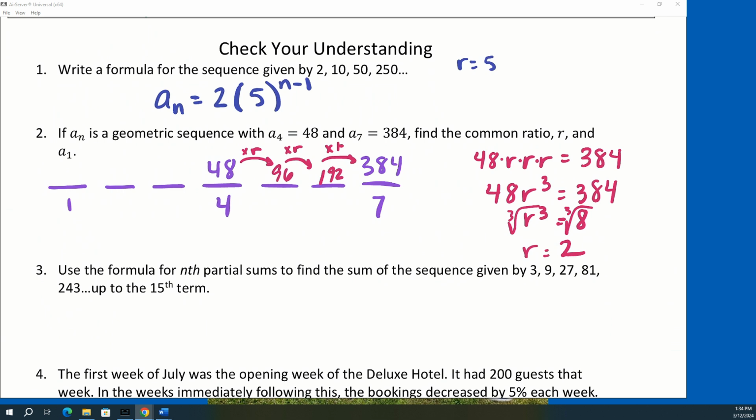I want to go the other way. So if I'm going the other way, what do I do with the 2? Divide by it. Good job. So that's going to be 24, 12. So the first term is 6.